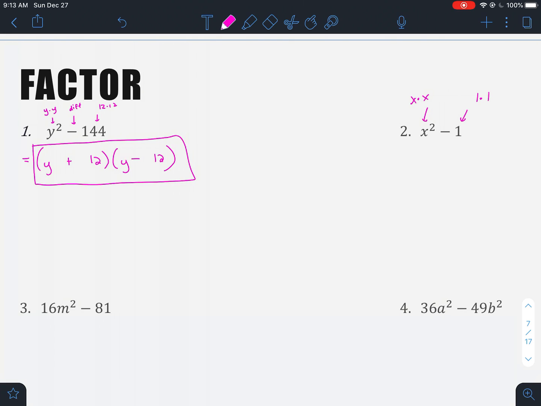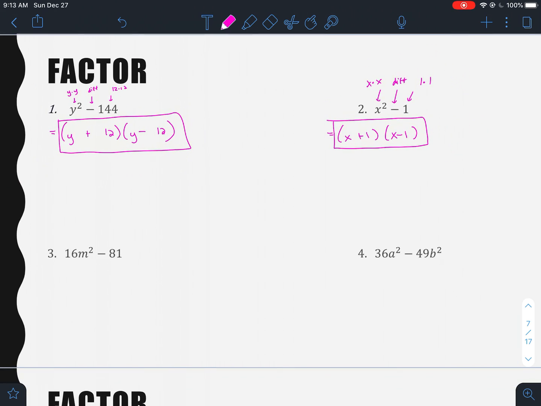X squared minus 1. X squared is a perfect square. It's x times x. 1 is a perfect square because it's 1 times 1. And we're subtracting in the middle, so we have a difference. And so when you go to factor this, it would be x plus 1 times x minus 1.